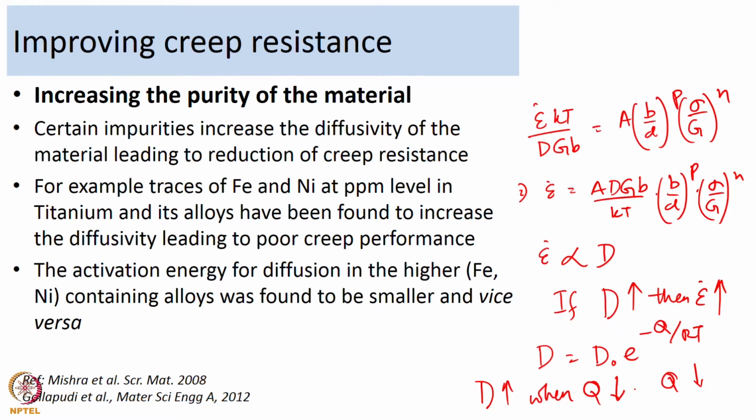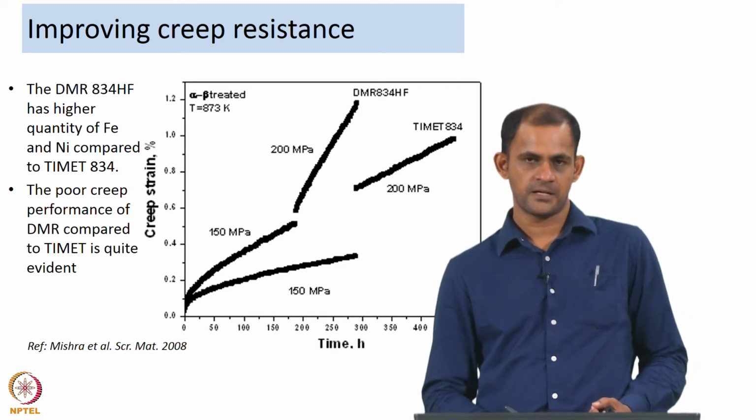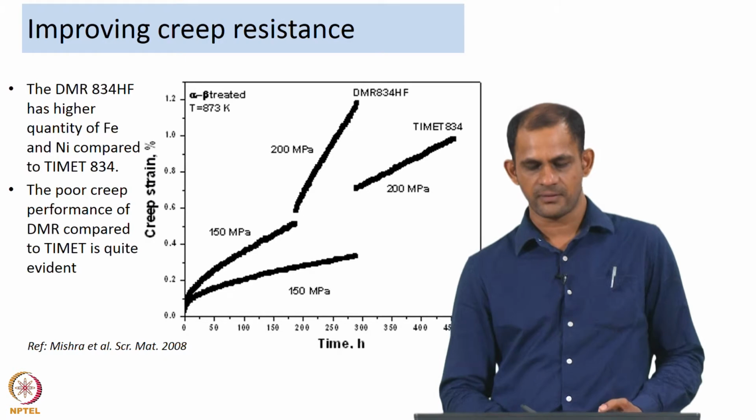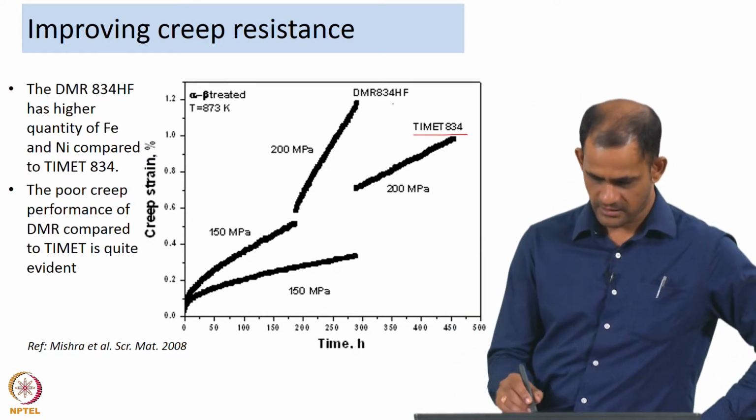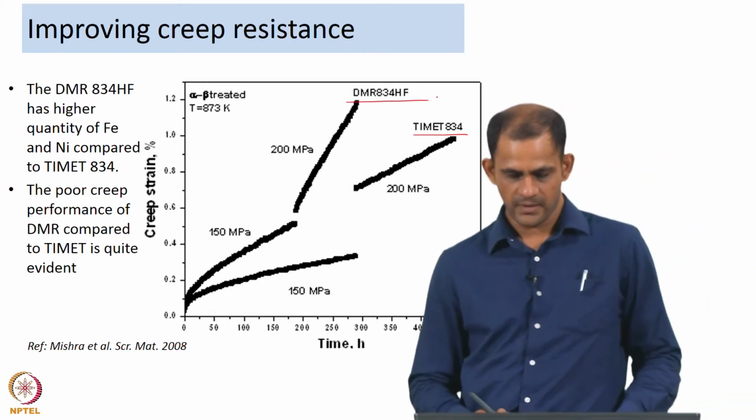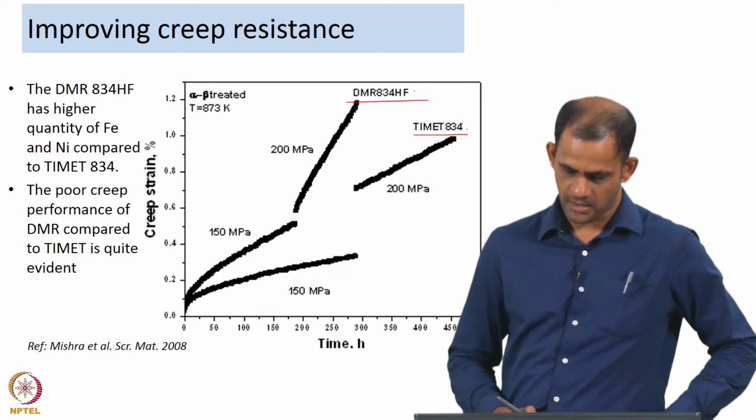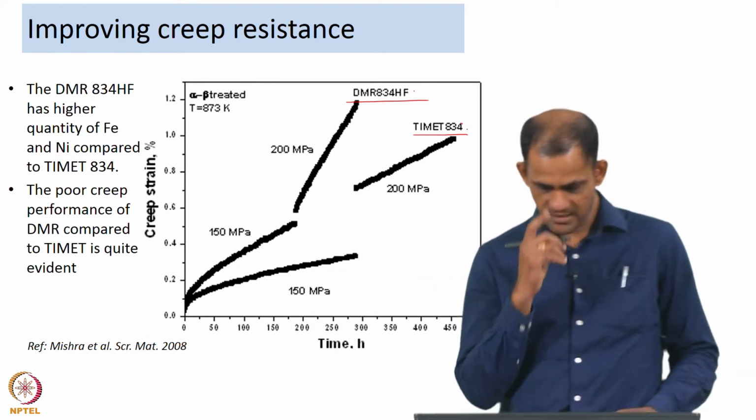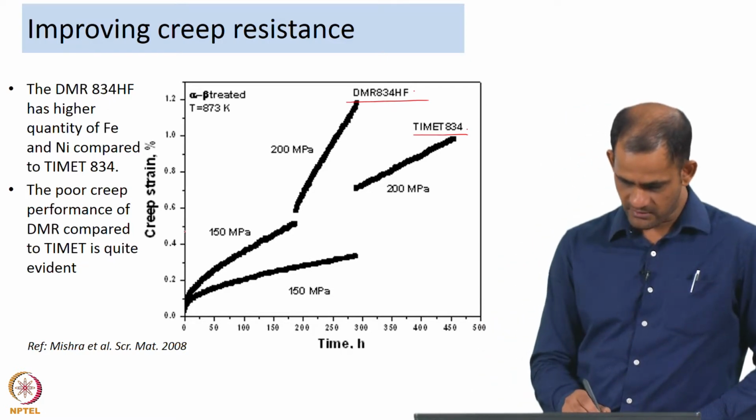So, you need a titanium alloy which is free of these iron and nickel impurities. To illustrate the importance of the iron and nickel impurities, let us look at the data from two titanium alloys. One is Timet 834 and the other one is DMR 834. So, this has high iron nickel and this has low iron nickel.